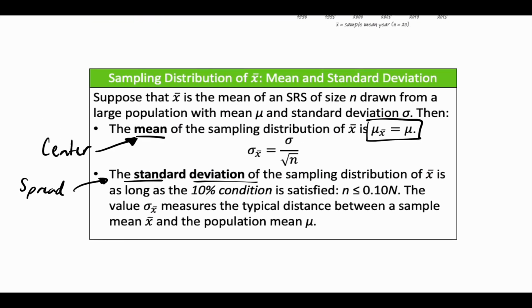So, we also have the 10% condition though. The formula is only reliable if the 10% condition is satisfied. 10% condition is still the same. I haven't changed that. Okay.